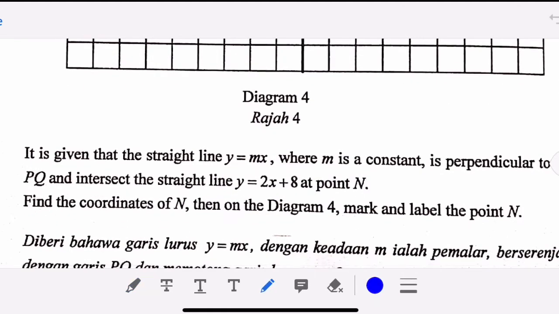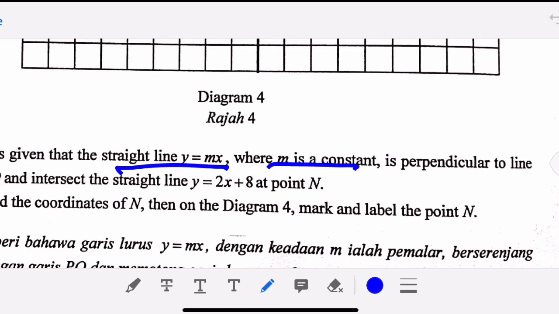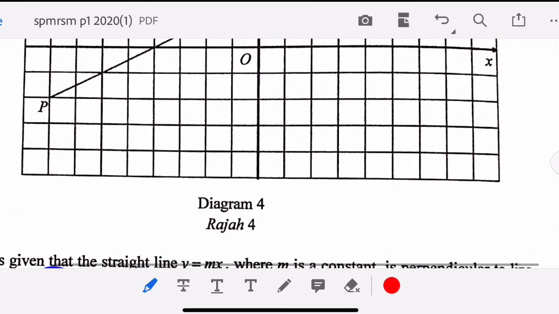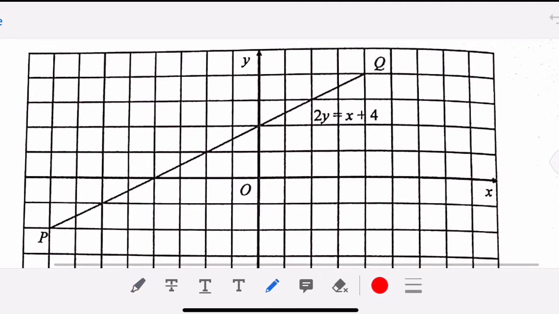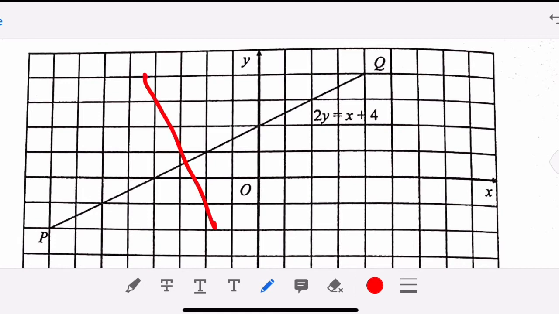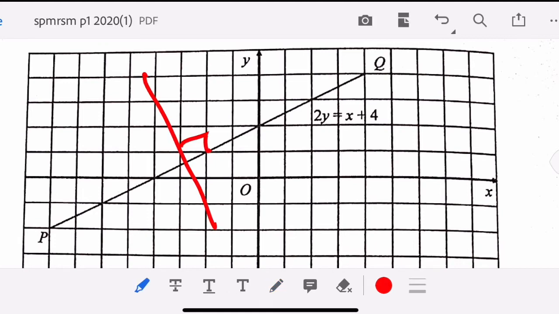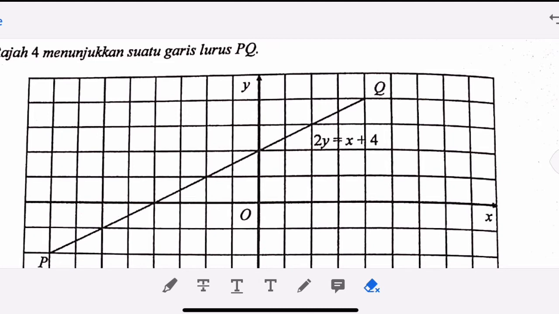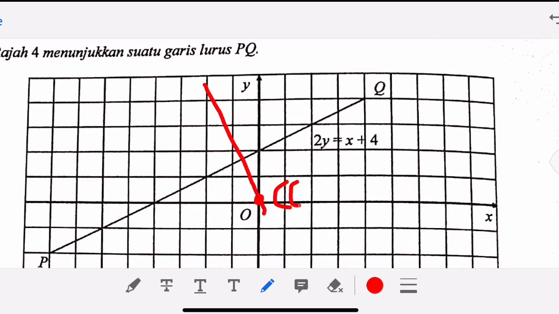It's given that the straight line y equal to mx, m is a constant, is perpendicular to the PQ and intersect at another line. Before that, let's not get confused. We know that we have y equal to mx, that is going to be perpendicular. Just draw like that. The question says y equal to mx, so meaning that it will go through the origin. Why? Because the intercept is 0, right? Y equal to mx, so it will be something like this, passes through 0, 0.